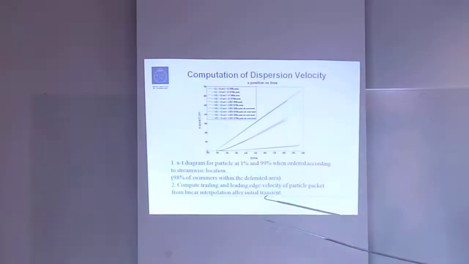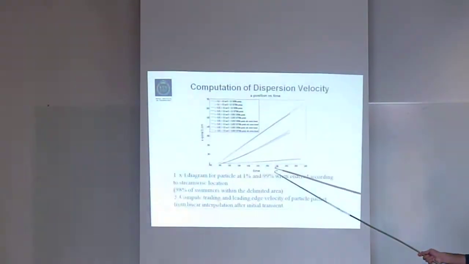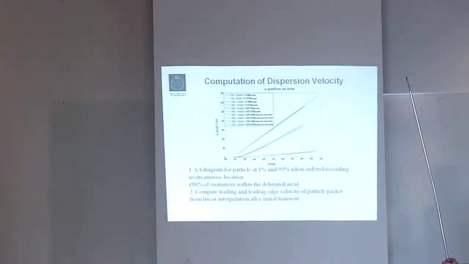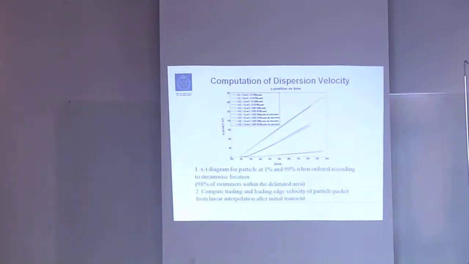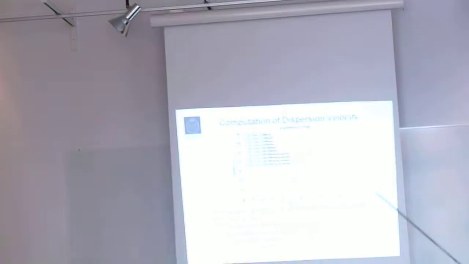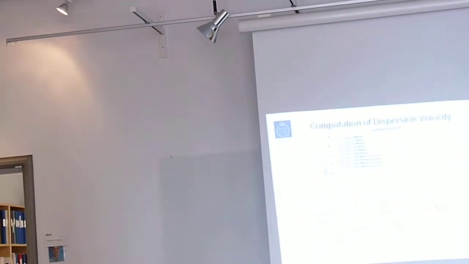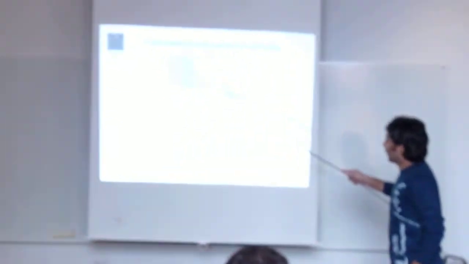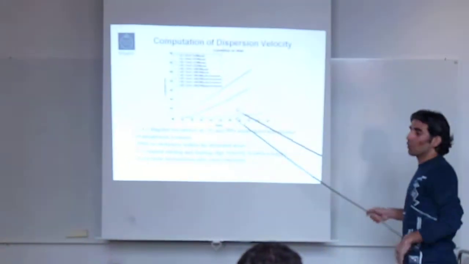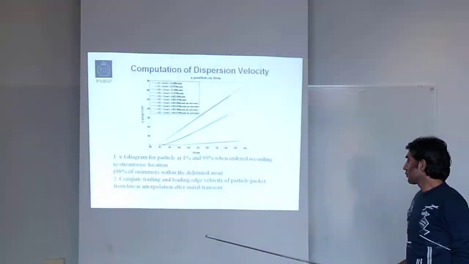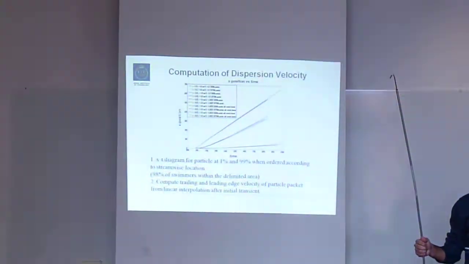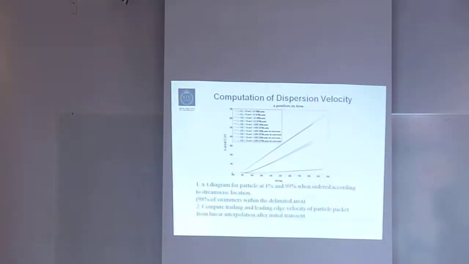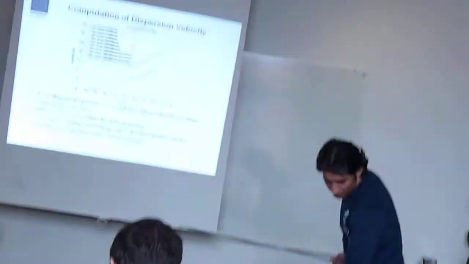Here we have a position versus time plot, and what we did, we took a particle at 1% and 99% when arranged according to the streamer's direction, and the area between these two lines occupied 98% of the particles. And what we did, we computed the trailing and the leading edge velocity by interpolation after the first transit.